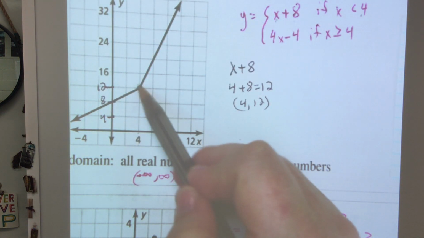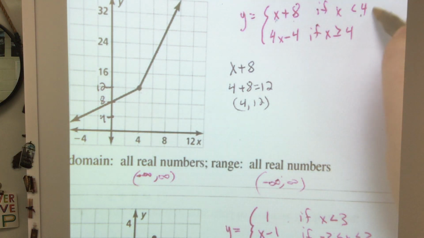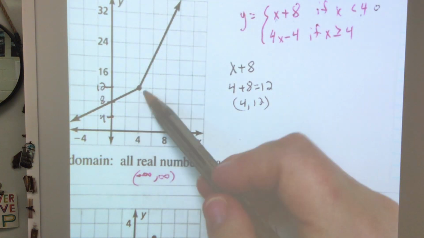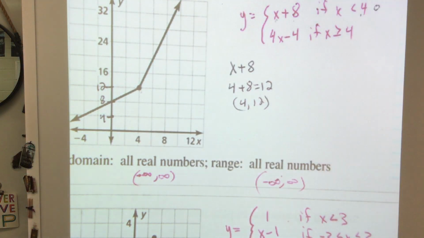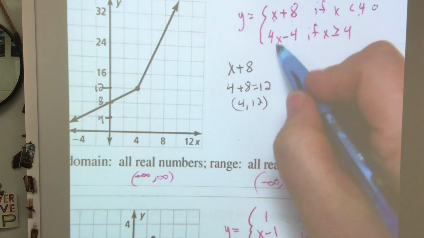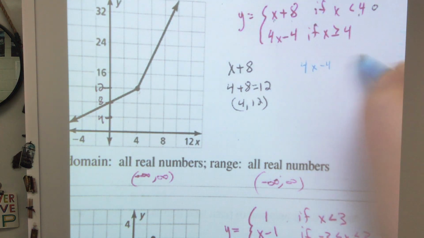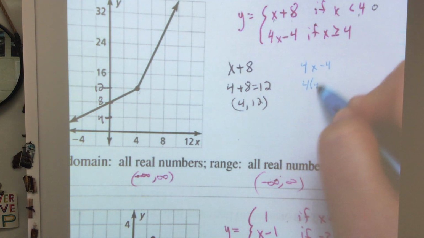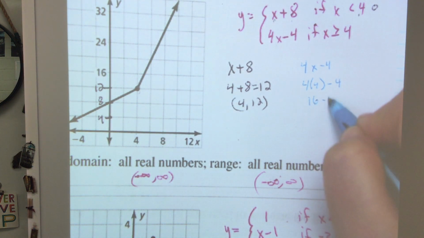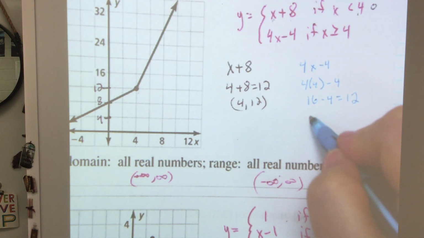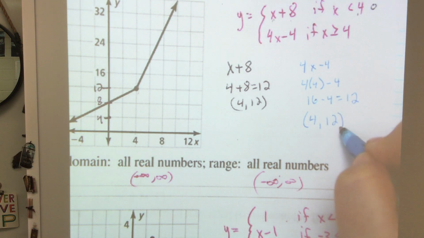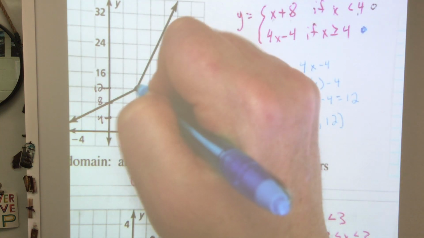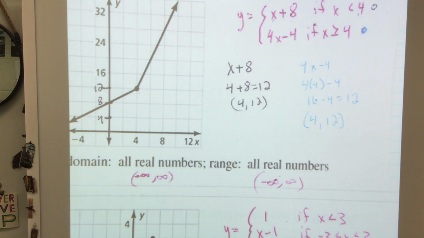So 4, 12, there's my closed circle, or open circle. Well, we're like, oh, Miss Stallings, that's a closed circle there. Well, that's because if I plug in 4x minus 4 and I plug in 4 for it, I'd have 4 times 4 minus 4, so that's 16 minus 4, which equals 12. So again, my point would be 4, 12, and the closed circle would be right there. So it covers up our open circle.